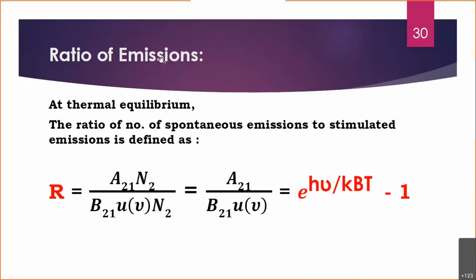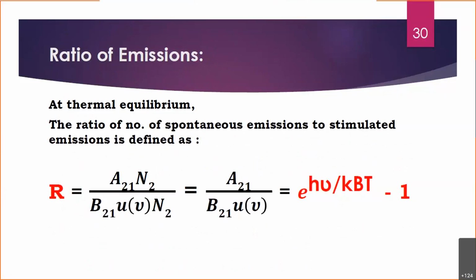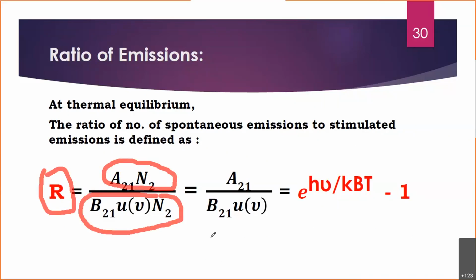So the ratio of emissions, when I say ratio of emissions, means the spontaneous emissions to the stimulated ones, and it is given by capital R. Let me annotate it so you may have a proper idea. I'm denoting it with the factor capital R, just the ratio of spontaneous to stimulated emissions. Here I have written the rates of both processes: the numerator is for the spontaneous process and the denominator for the stimulated process.